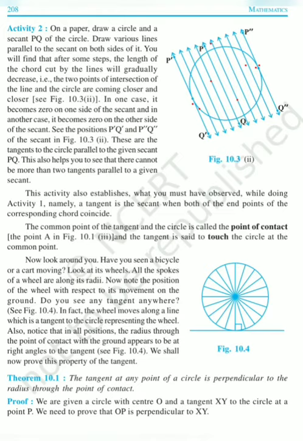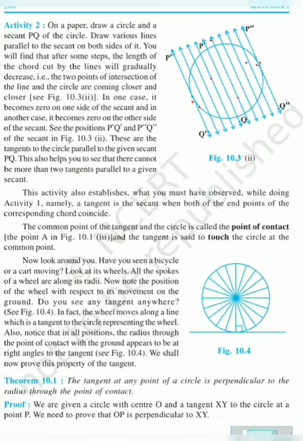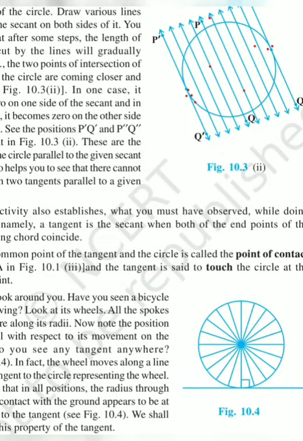So this activity also establishes what you must have observed while doing activity 1, namely a tangent is the secant when both of the end points of the corresponding chord coincide. The common point of the tangent and the circle is called the point of contact, and the tangent is said to touch the circle at the common point. See, this point we will call the point of contact.